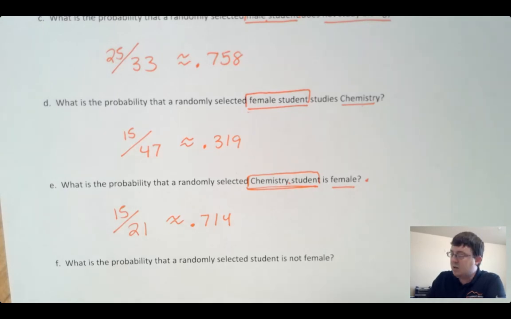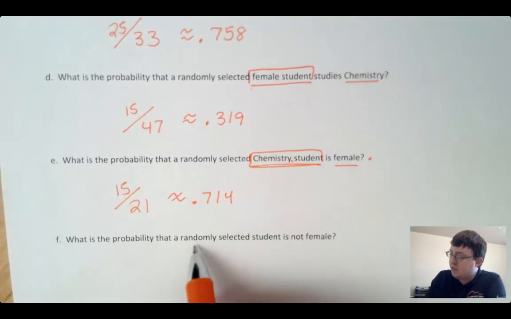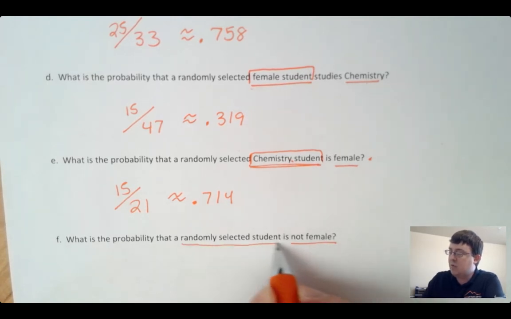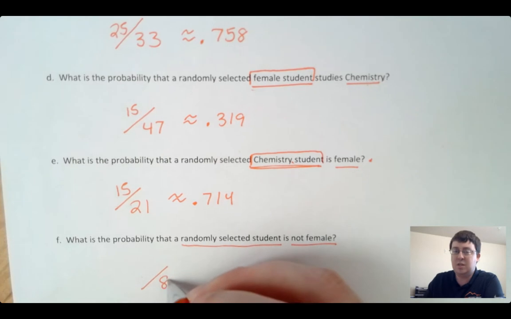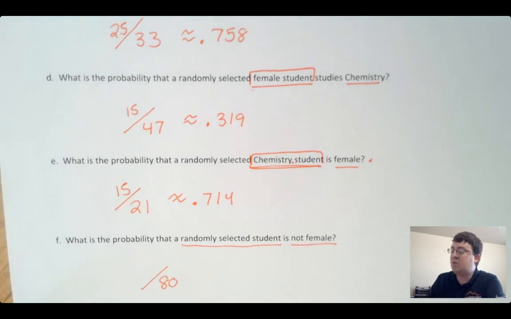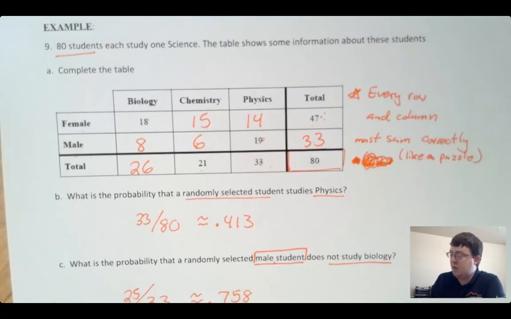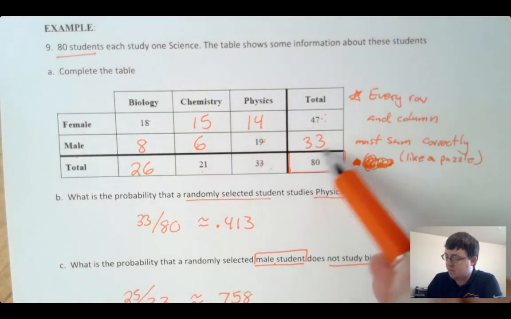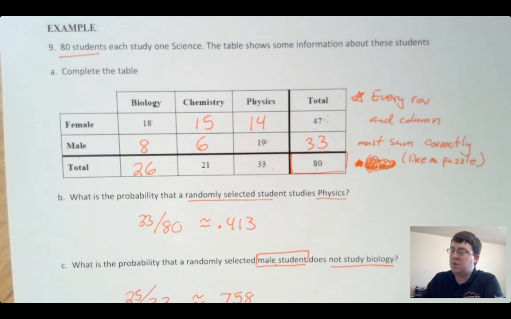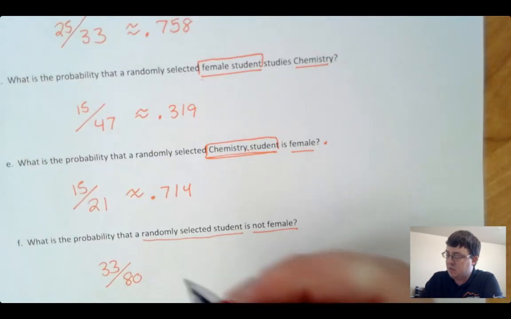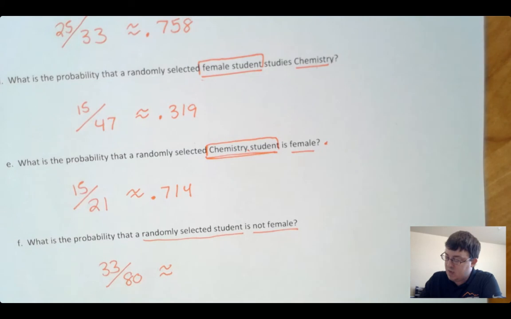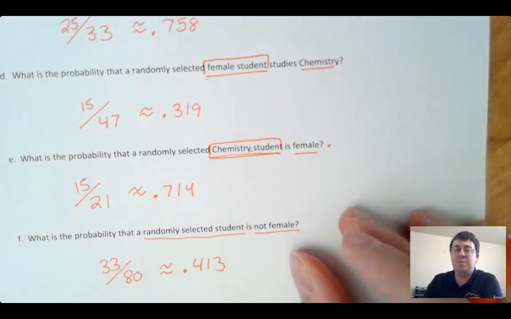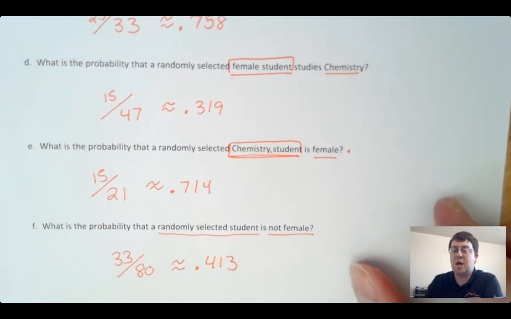And then lastly, let's go to the last one. A randomly selected student is not female. I don't know anything about the student, so it's going to be out of the 80 total students. And in this one, we only have two categories for gender, male and female. So if they're not female in this study, they have to be male. So there's 33 of them. So there are 33 non-female students in the survey out of 80 total, which is actually the same probability as what we saw for B. The probability that a randomly selected student is not female.